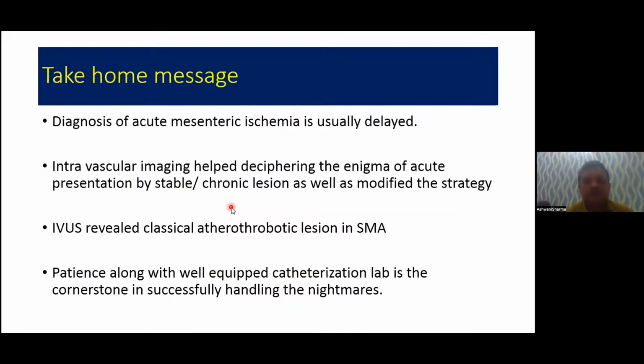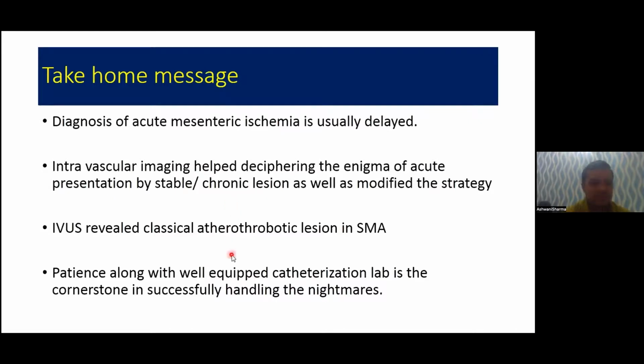So in the given case, the take-home message is that the diagnosis of acute mesenteric ischemia is usually delayed, and in almost all the cases when the patients come to us, it is at an advanced stage with gangrene, and we don't have any option other than laparotomy and colectomy. Intravascular imaging helps in deciphering the acute presentation of a chronic-appearing lesion. Not only this, it also revealed the classical atherothrombotic lesion in the mesenteric vessels, which we usually read about in the coronary vessels. And the patient, along with good equipment, is the cornerstone in handling such nightmares. Thank you.